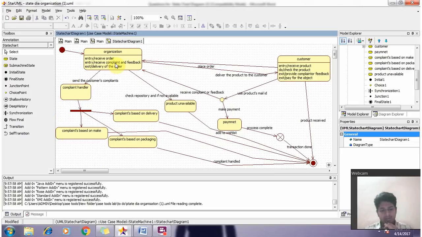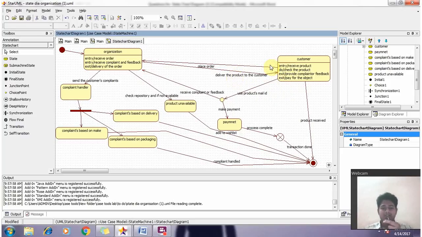And the second one: here the customer is placing an order. In this customer class object, there are four types of functions taking place: entry receive product, check whether the product is available or not, and exit provide complaint or feedback. So the customer will send a complaint accordingly. And the next one is exit or pay for the object.